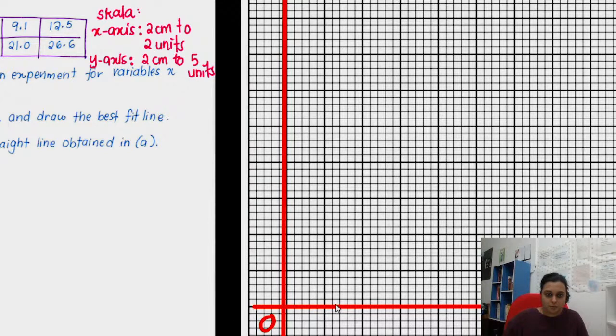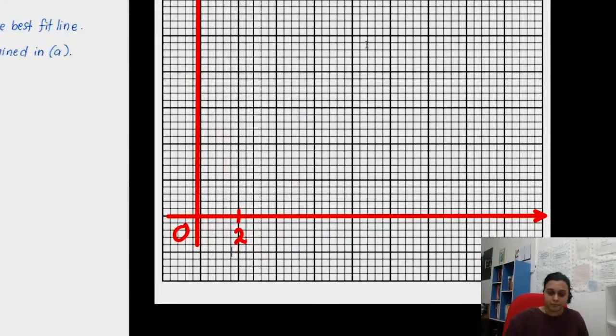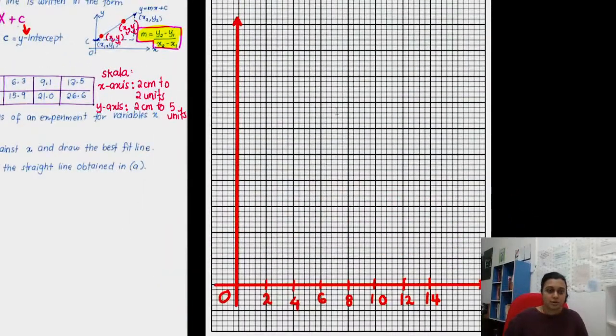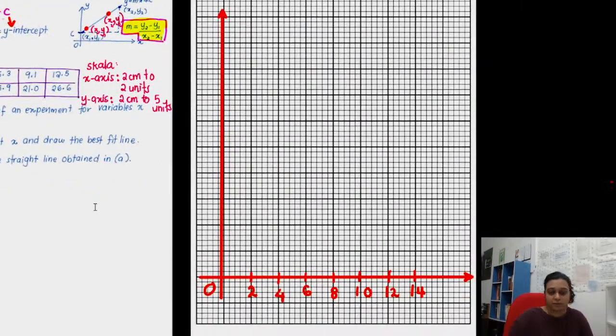0, 2, 4, 6, 8, 10, 12, 14. Enough until 14. Now the upper one, this is 2 cm, 5 units. So the starting number is from 5. So I can start from 5 here.